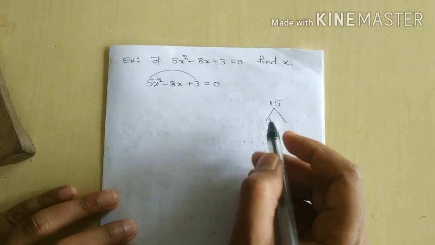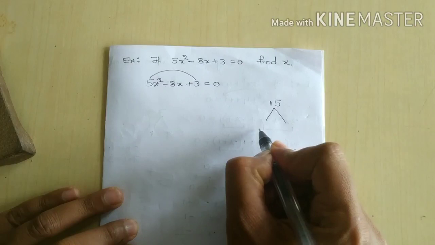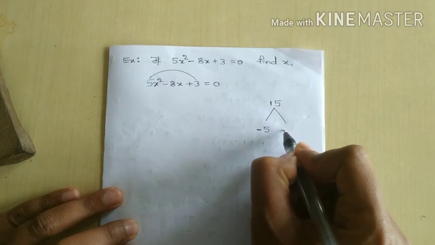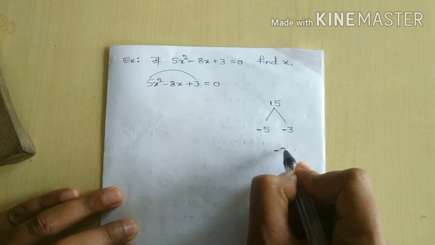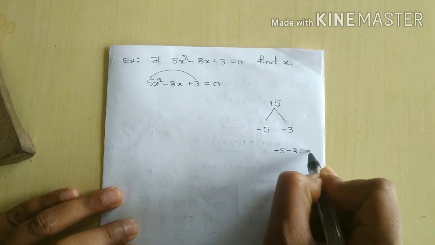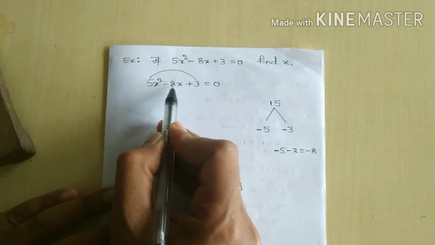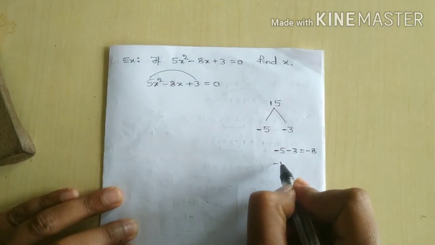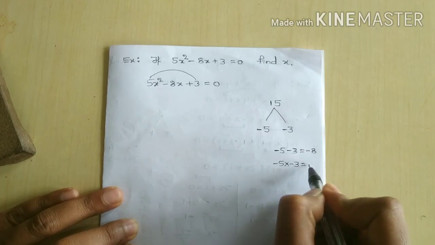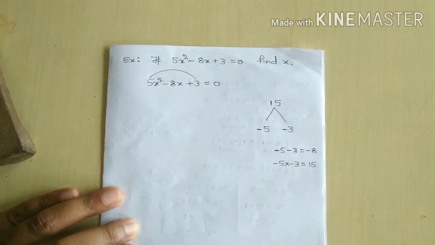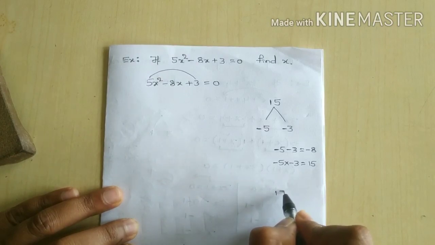Therefore, the numbers are minus 5 and minus 3, because minus 5 minus 3 is minus 8. See here, minus 8 is there. Next, minus 5 into minus 3 is minus into minus plus, 5 into 3 is 15. So plus 15.